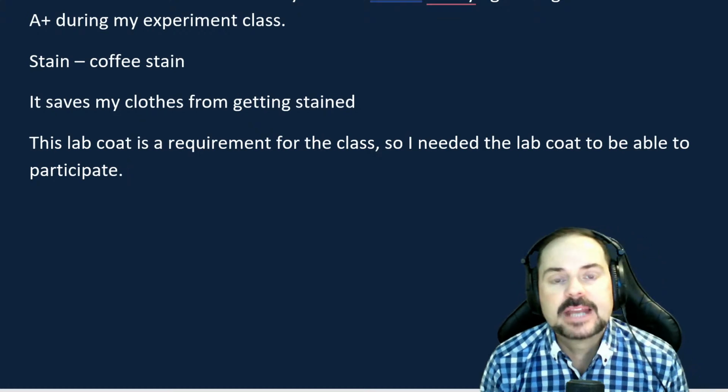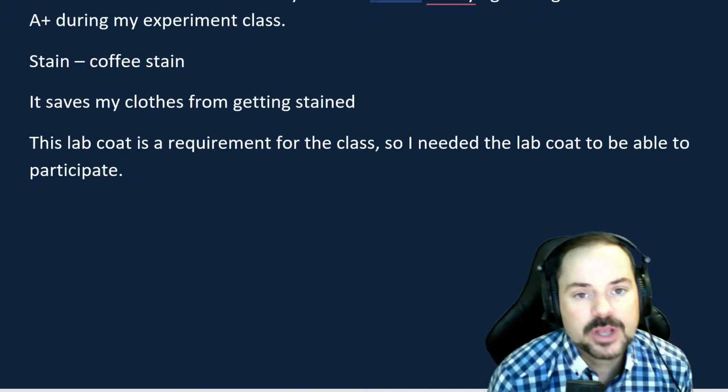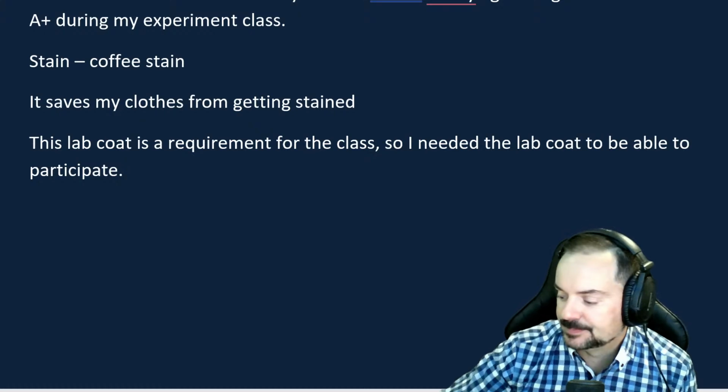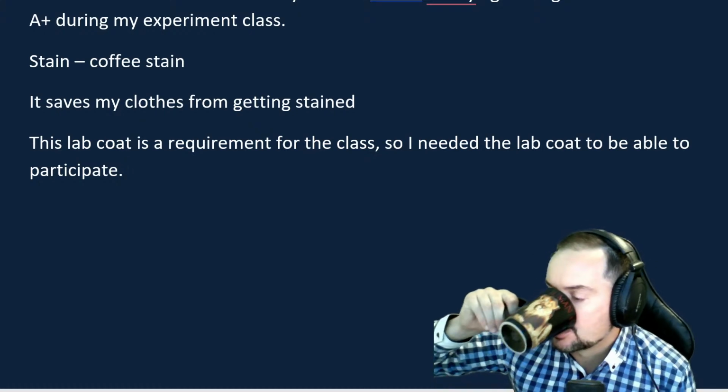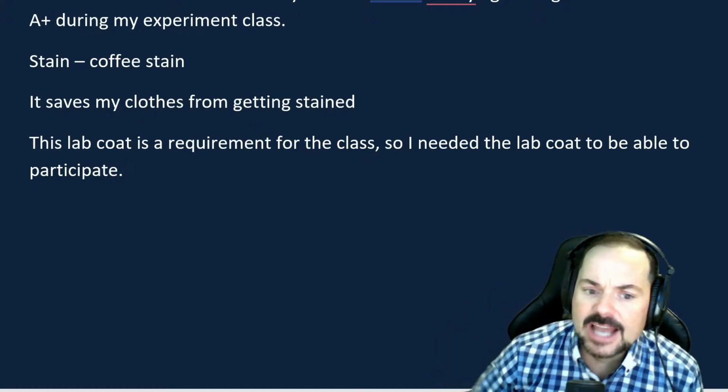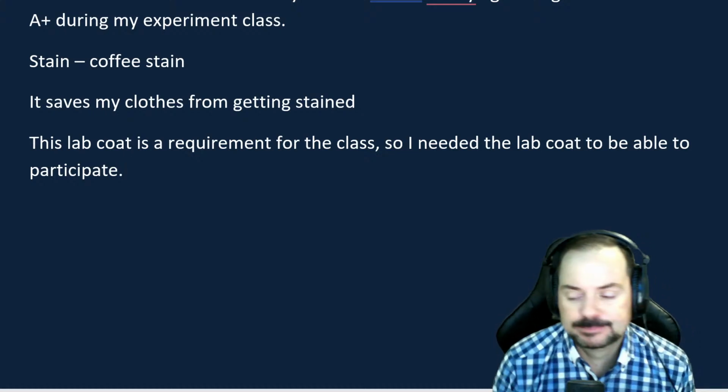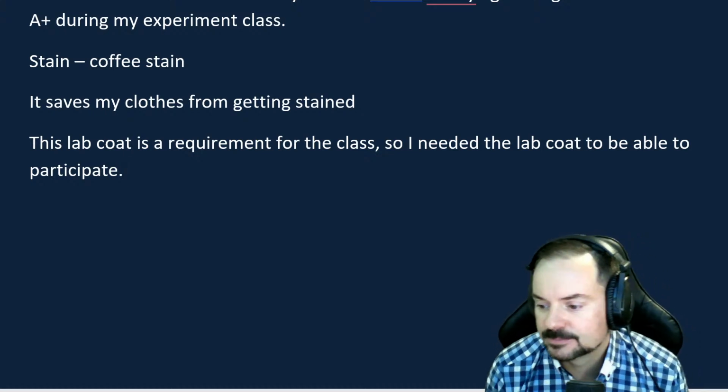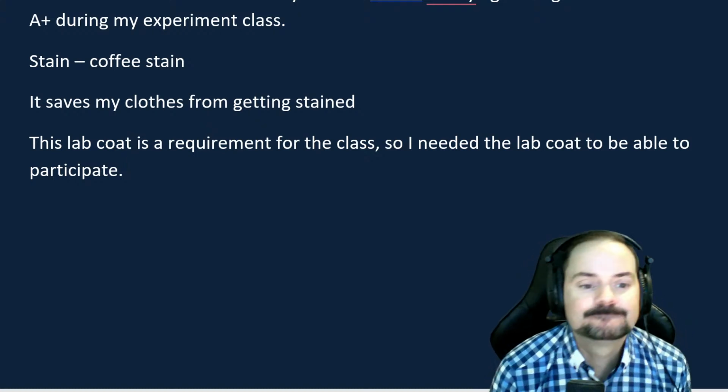Okay, can you repeat after me? So the lab coat is a requirement for the class. So the lab coat is a requirement for the class. I needed the lab coat to participate. So I needed a lab coat to be able to participate.